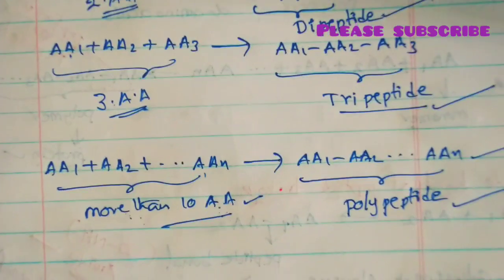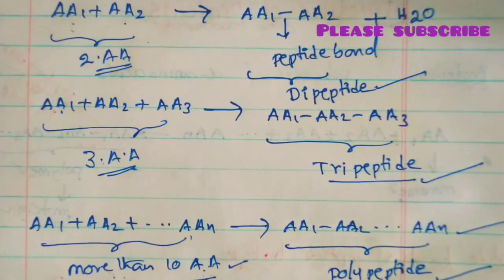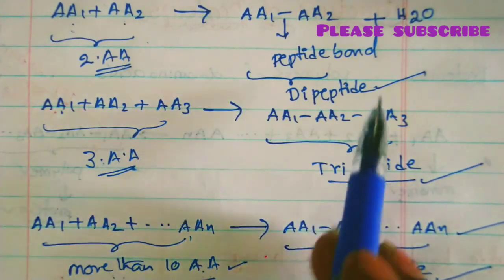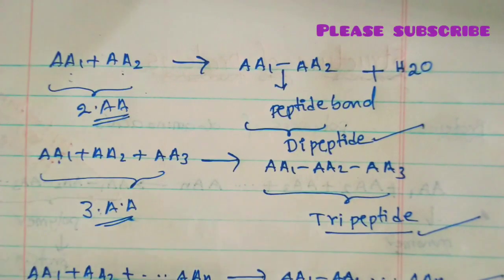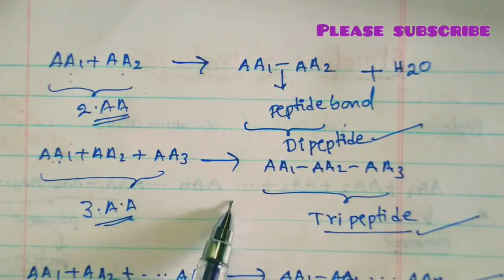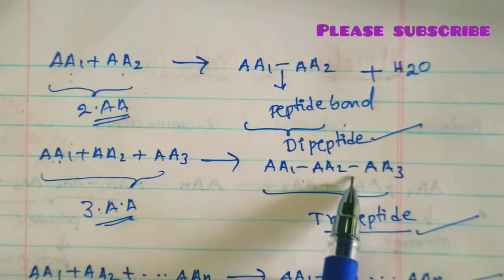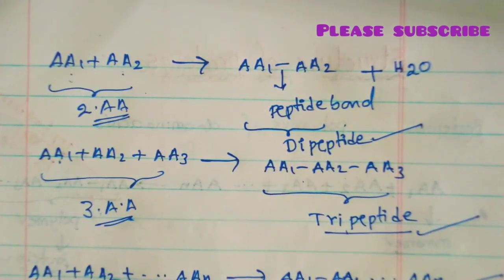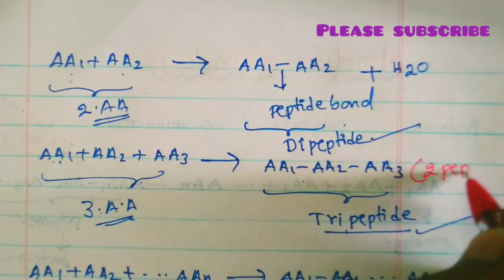Okay, do you understand this point here? But I will ask one more question. In a dipeptide, how many peptide linkages are there? In a dipeptide, only one is there. If you take a tripeptide, how many peptide linkages are there? 2 peptide linkages are there. You should remember here, how many peptide linkages? 2 peptide linkages.